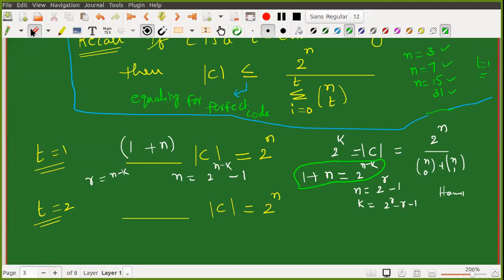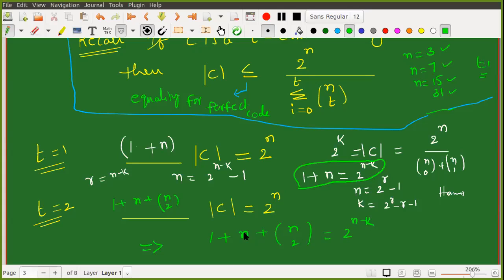T equal to 2. Yeah, Paranita. So sir, it will be 1 plus n plus n choose 2. Very good. N choose 2, right? 1 plus n plus n choose 2, into mod c, equal to 2 power n. Now you know mod c equals how much? Yeah, it's 2 power k. Now can you tell me that 1 plus n plus n choose 2 equals how much? 2 power n minus k.